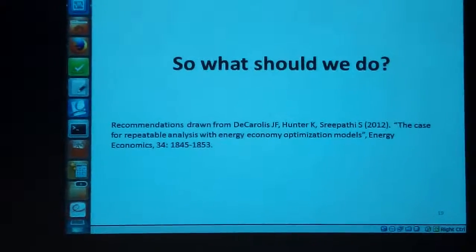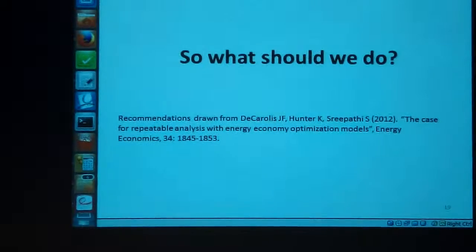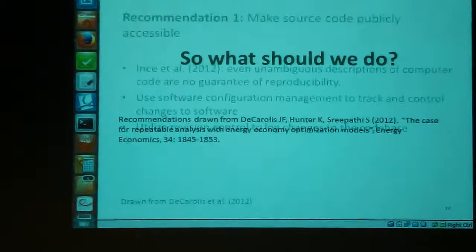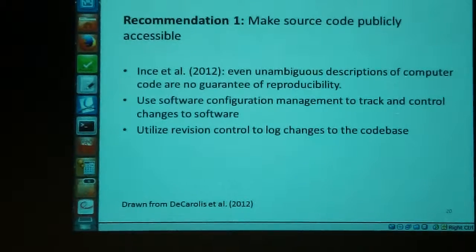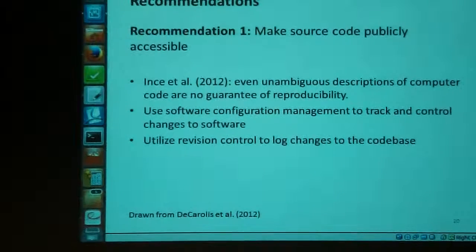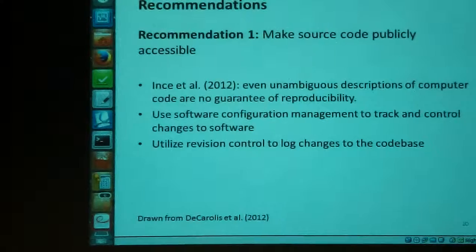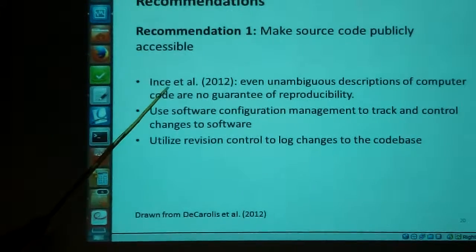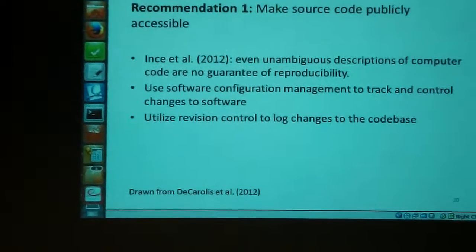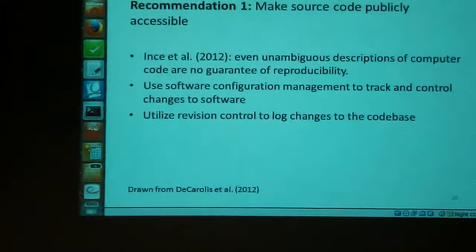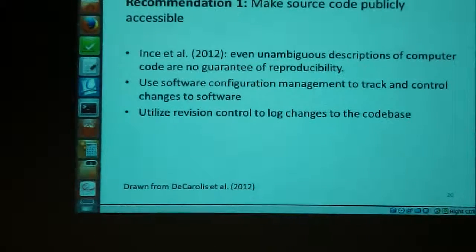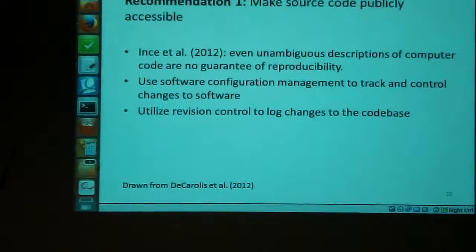So what should we do? A lot of the recommendations I present here were published in a paper with my graduate students in 2012. The first recommendation is to make source code publicly accessible. Just publish the source code for the models. There's a nice paper in Nature where they argued that even unambiguous descriptions of code using natural language do not lead to, there's no guarantee of reproducibility.